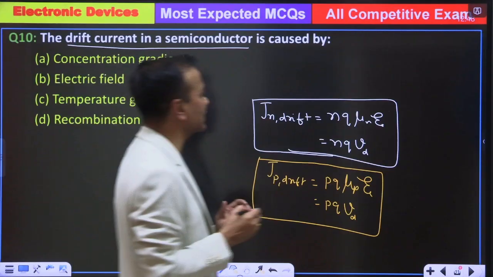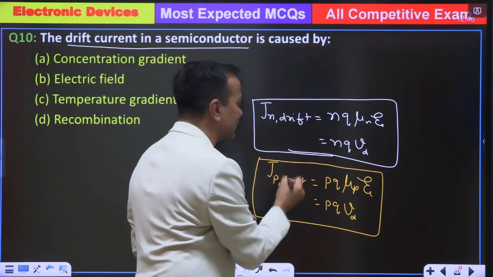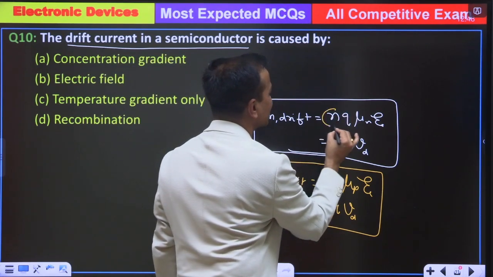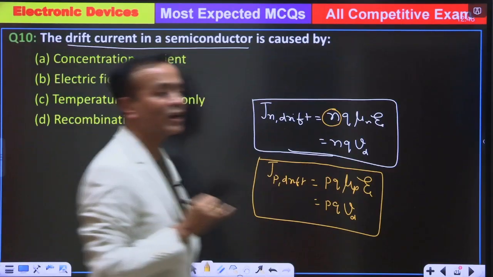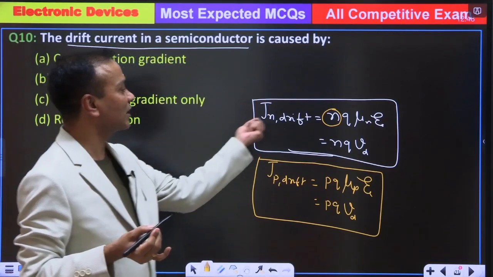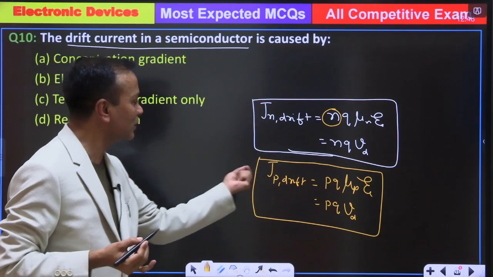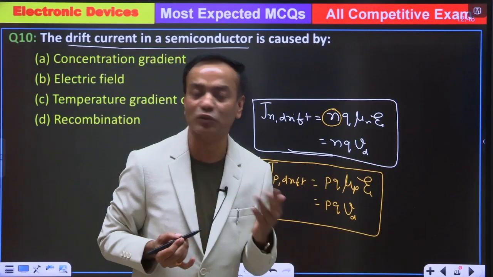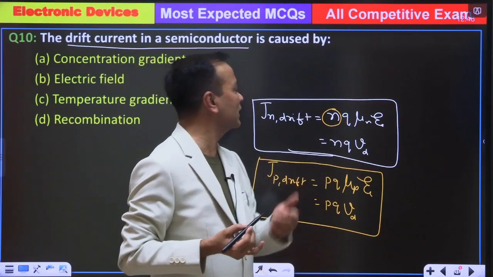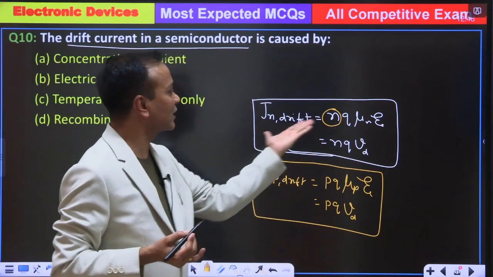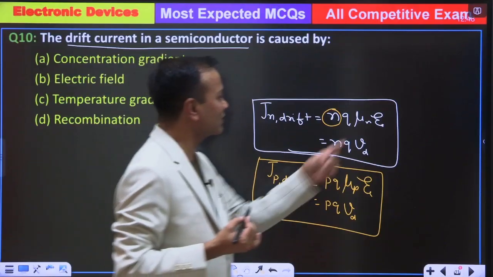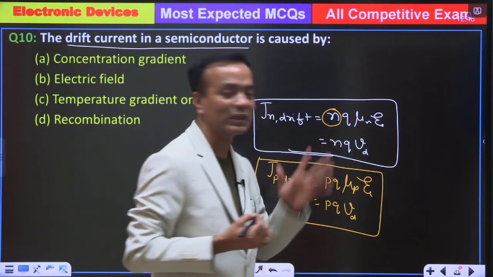Here, if you see, this drift current density depends upon the concentration of the charge carrier. If it is because of electrons, it means concentration of electrons. If it is because of holes, it means concentration of holes. Q is the electronic charge which is constant. Mu n is the mobility of the charge carrier, the electron here. Mu p is the mobility of the holes. This E is electric field, here also E is electric field.